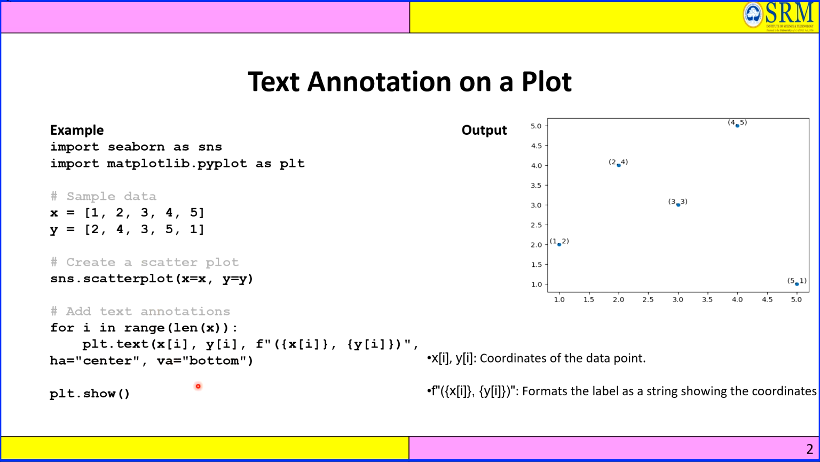You have to mention which point you want to convert into text, and then how it will be visualized in the graph. This you have to write. This way you can configure.